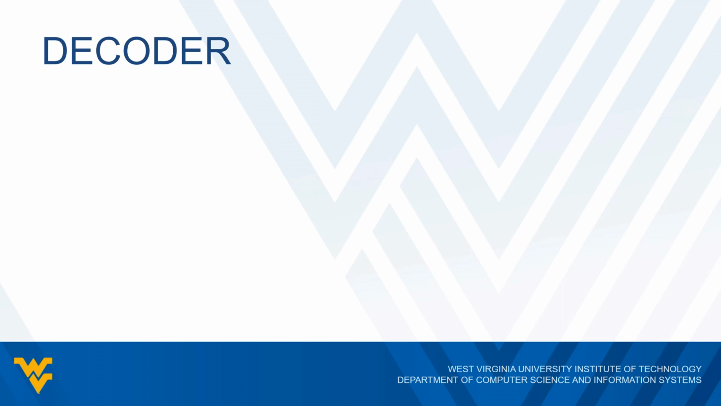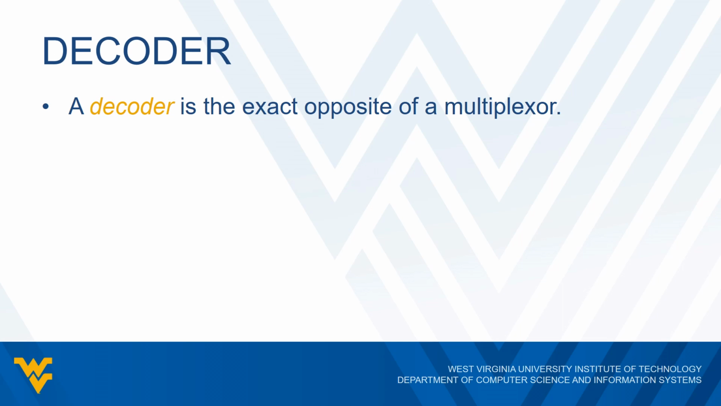The second type of control circuit is called the decoder, and this is the exact opposite of how a multiplexer works.